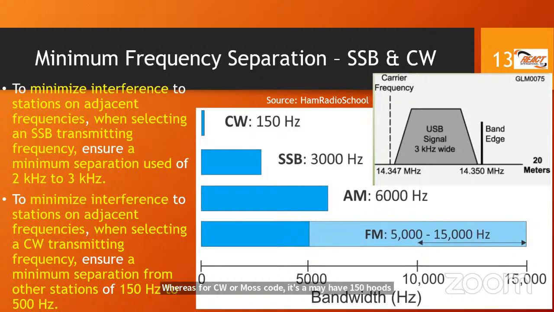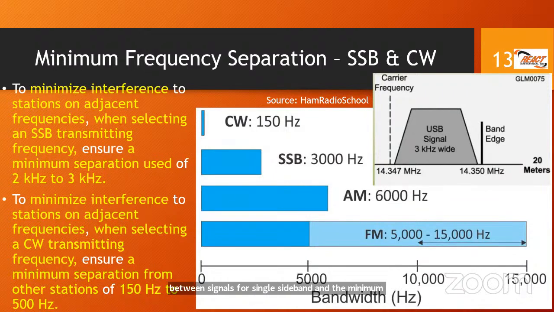So you notice it's not 150 kilohertz, right? It's 150 hertz. Up here we have 2 kilohertz. So 2 kilohertz, if you remember the units, kilo, 1,000, so that's 2,000 hertz to 3,000 hertz. This is 150 hertz to 500 hertz for CW. So again, comparing and contrasting the minimum separation that we need between signals for single sideband and the minimum separation that we need for signals operating on CW.